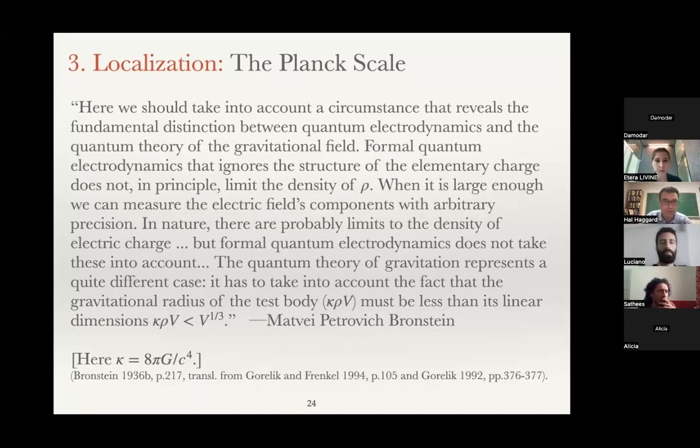"The quantum theory of gravitation represents a quite different case. It has to take into account the fact that the gravitational radius of the test body, kappa rho V, here rho is energy density, not charge density, it's mass density, the charge of gravity, must be less than its linear dimensions, V to the 1/3." So this sounds a little mysterious. By kappa here, I wanted to make sure you knew that he's talking about 8 pi G over c to the 4th. And there are many versions of this argument, but I want to give you a rather simple one just so you have a flavor of what Bronstein is talking about here.